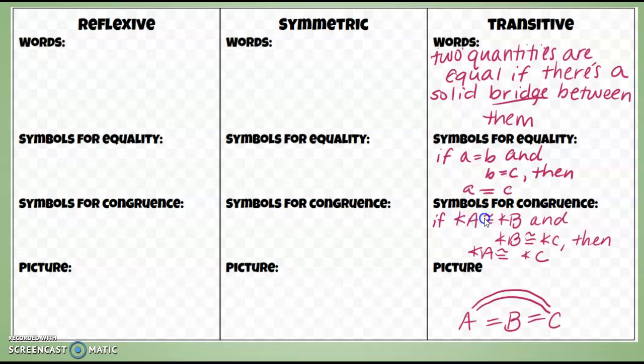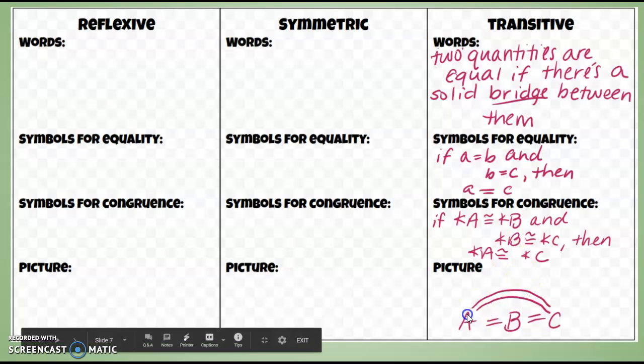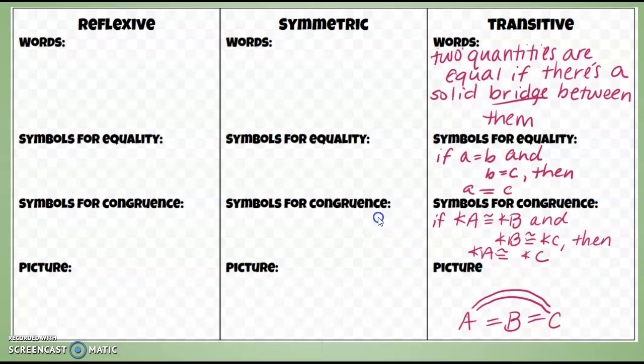If angle A is congruent to angle B, and angle B is congruent to angle C, then you obviously know that angle A is also congruent to angle C, so you can just cut to the chase. So the transitive property here, I did A equals B equals C, and then that means that you can also say that A equals C, and it's like a really long equal sign that I made look like a bridge, so hopefully that kind of lands in your mind.